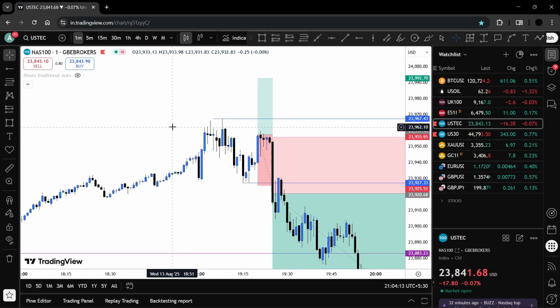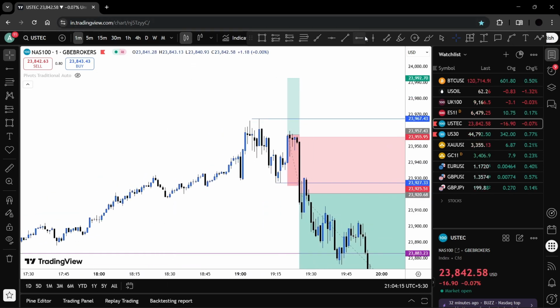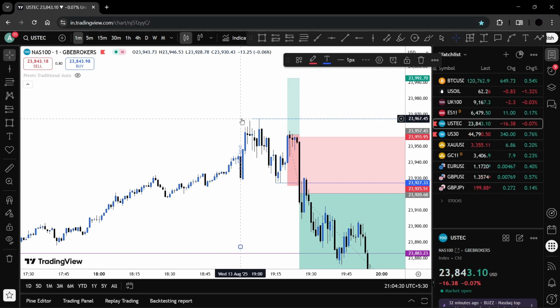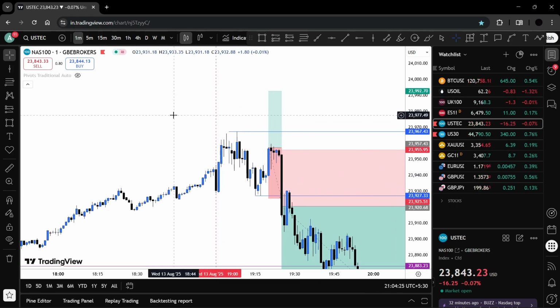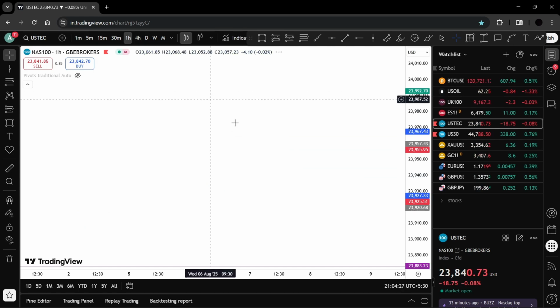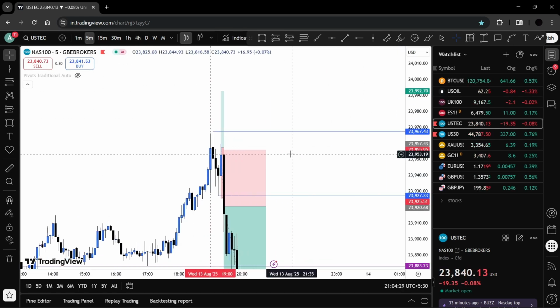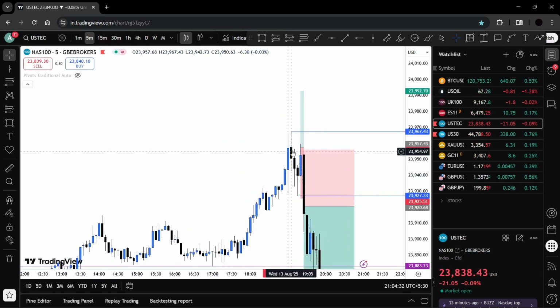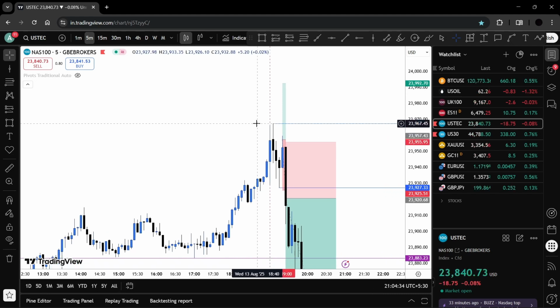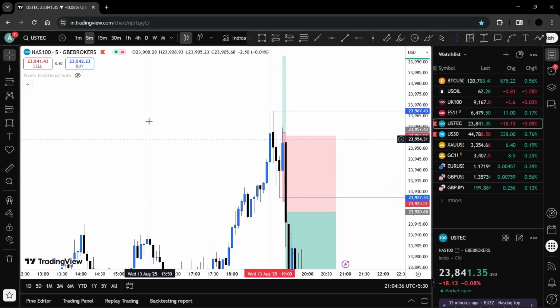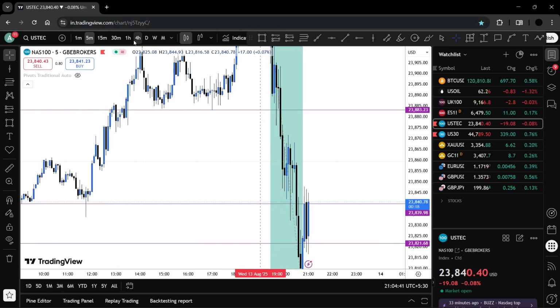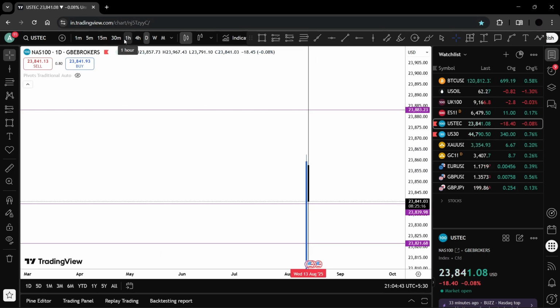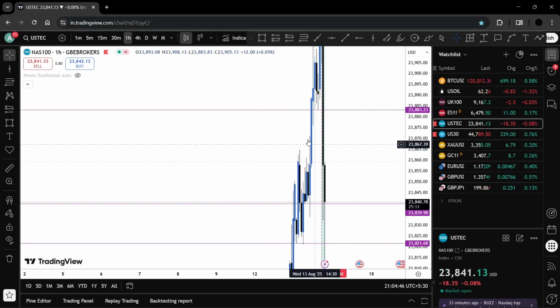After that, where was London open? Sorry, New York open. Yeah, this was New York open. My bias was bearish today, and let me explain to you why. At first, my bias was bullish for 15 minutes. There was a lot of liquidity right over here. You can see this, and the market has never even touched these gaps.